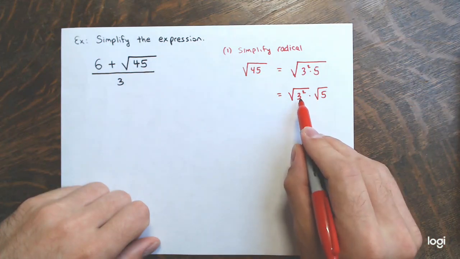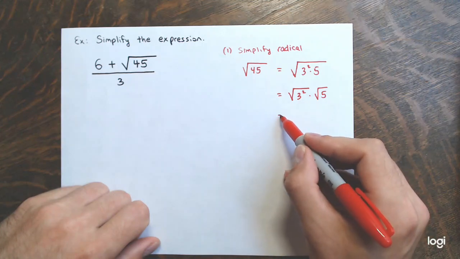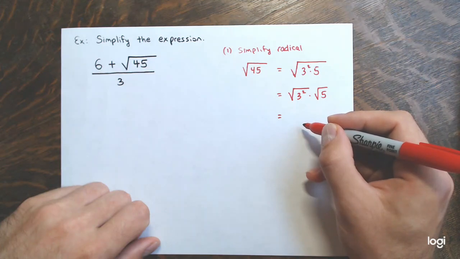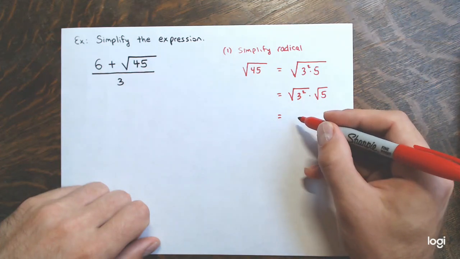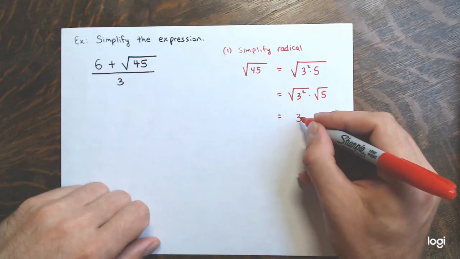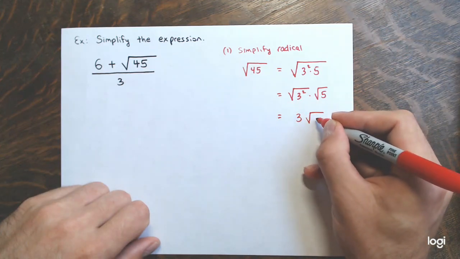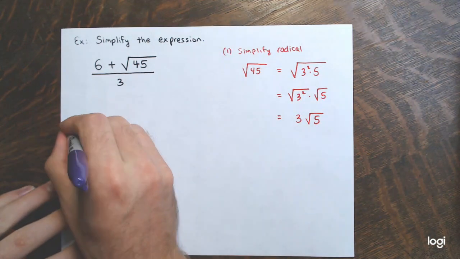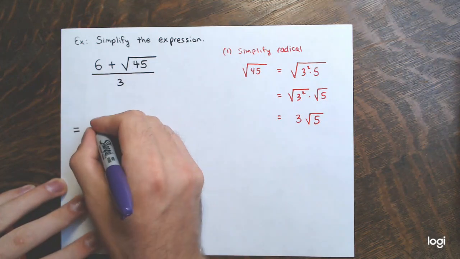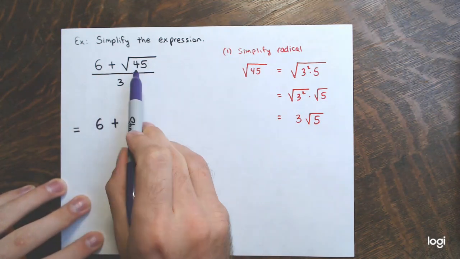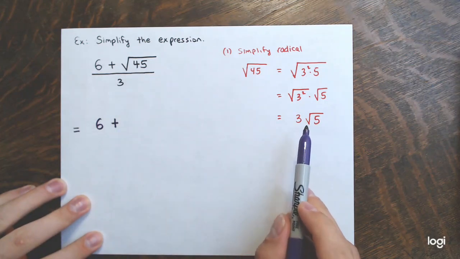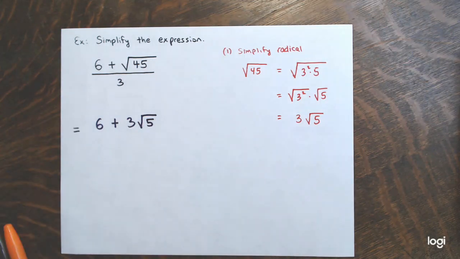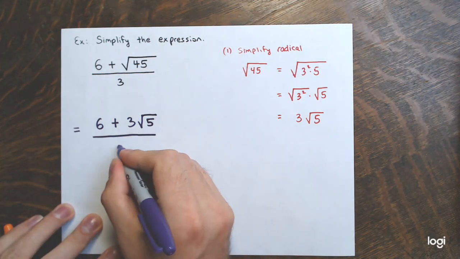They have the perfect square here, the non-perfect square here. And the square root of 3 squared is, again, technically the absolute value of 3, because it's an even root of an nth power. But what is the absolute value of 3? It's just 3, right? So it's 3 times the square root of 5. All right. So I simplified the radical. Let's write that in here now. So this fraction, the numerator, is 6 plus, then the square root of 45 simplifies to 3 times the square root of 5. And then the denominator is just 3.